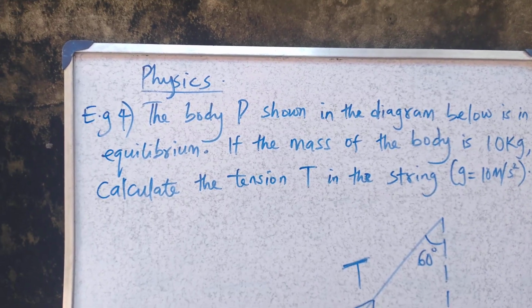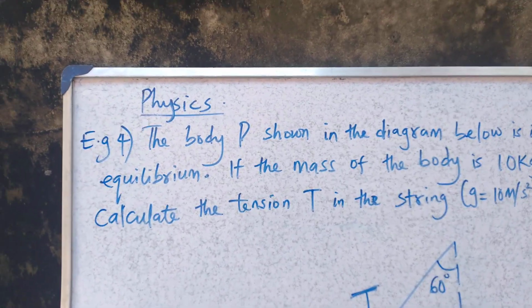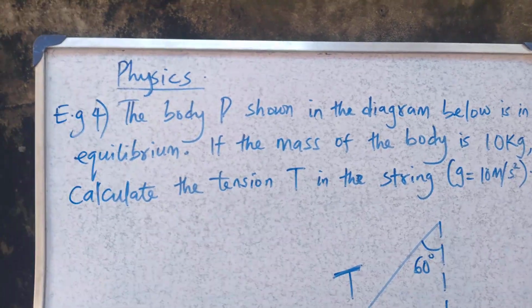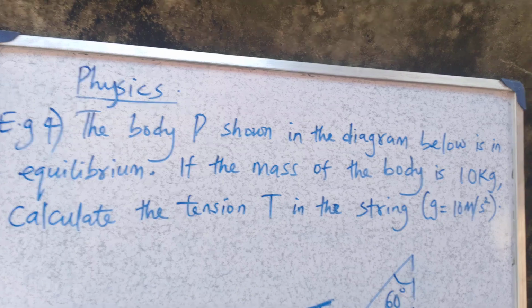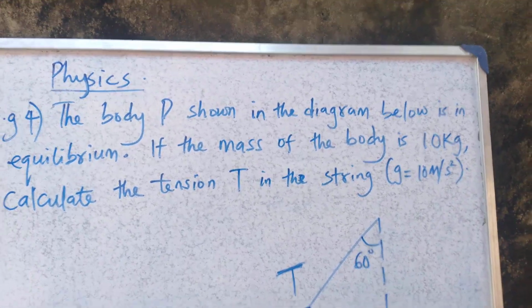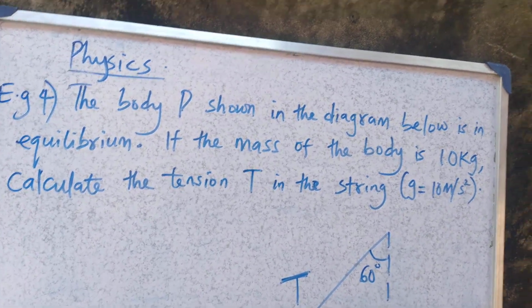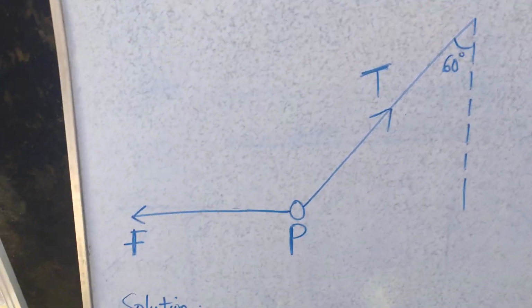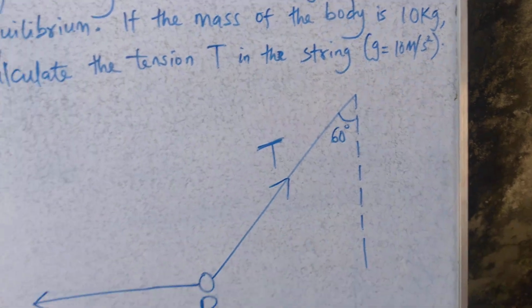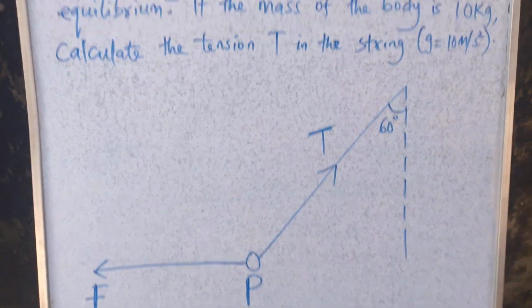Alright, so we are still on the concept of equilibrium of forces, specifically the triangle of forces, the triangle law of forces. The question says the body P shown in the diagram below is in equilibrium. If the mass of the body is 10 kg, calculate the tension T in the string. Acceleration due to gravity is 10 meters per second squared. And then this is the diagram.